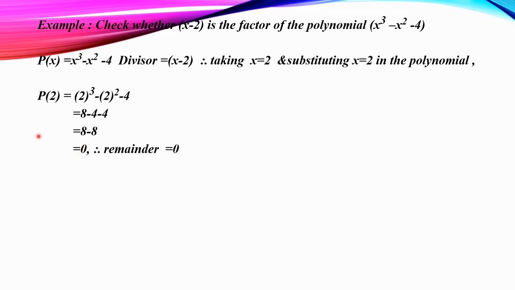So, p(2) is equal to 0. Therefore, the remainder is 0. That means x minus 2 is the factor of the polynomial x cube minus x square minus 4.